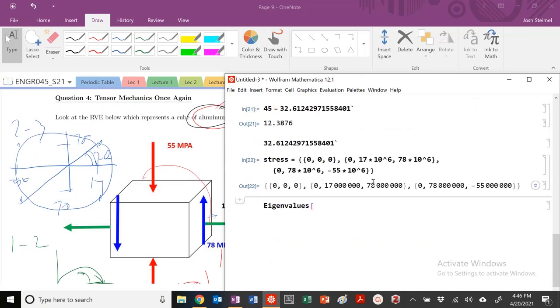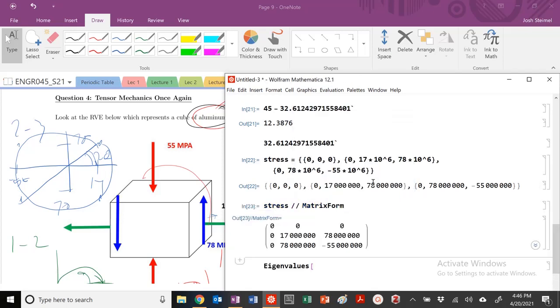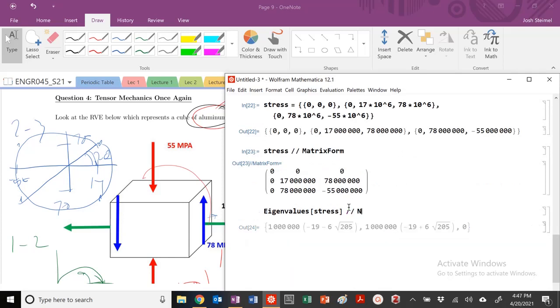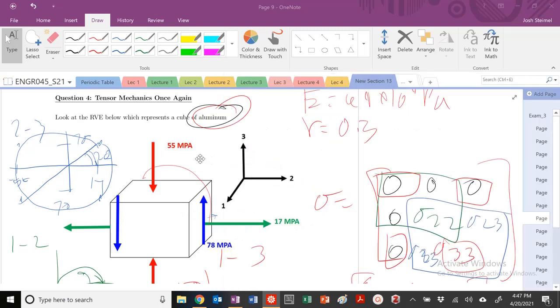Those values. Let's look at stress in matrix form, just to confirm. Yeah, that looks pretty much on the money. Eigenvalues of stress. Let's look at those numerically. There we go. That's our principal stress values.